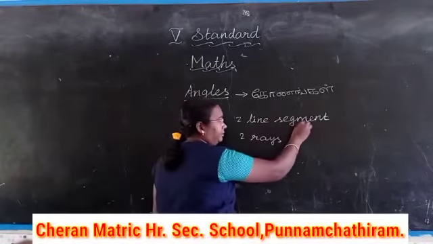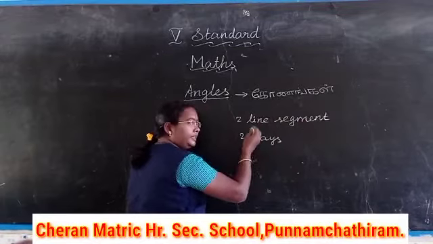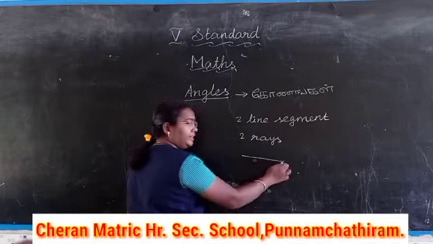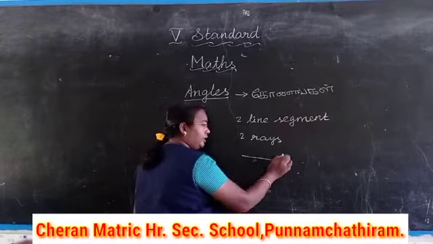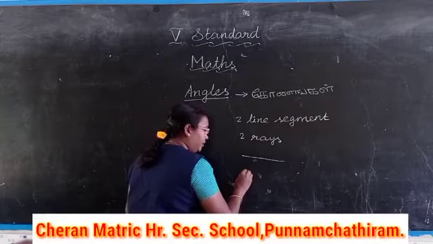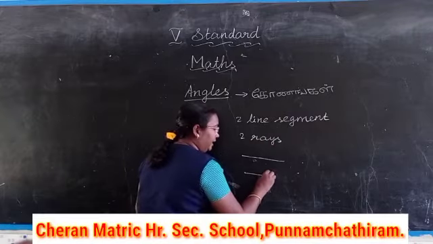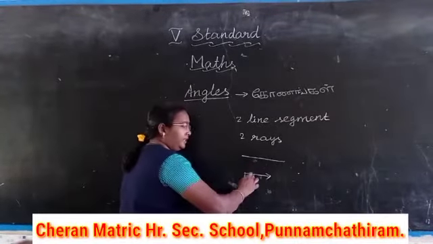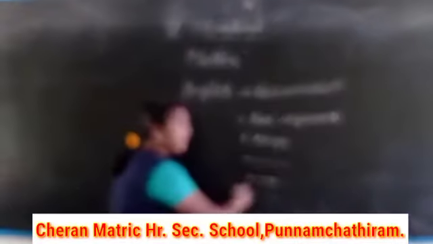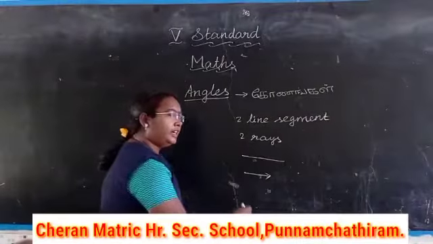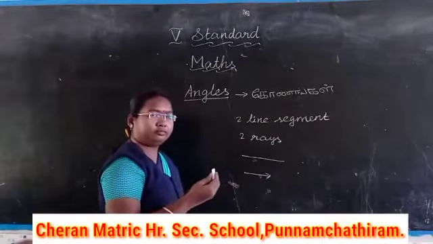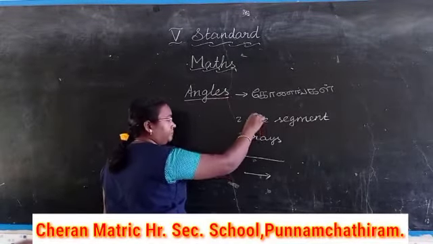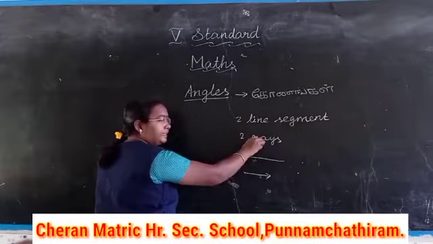What is meant by a line segment? A line segment is a line that has two end points. This is the line segment. It has two end points. What is a ray? It has one end point and in another direction it goes on. This is the difference between a line segment and a ray. A line segment has two end points. A ray has only one end point. In another direction it goes on. An angle can be formed by either two line segments or two rays.